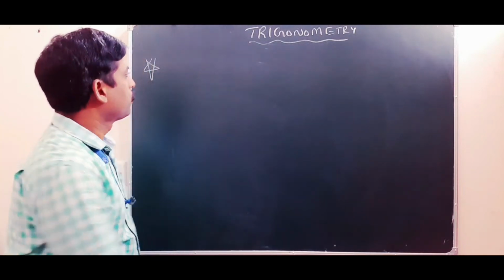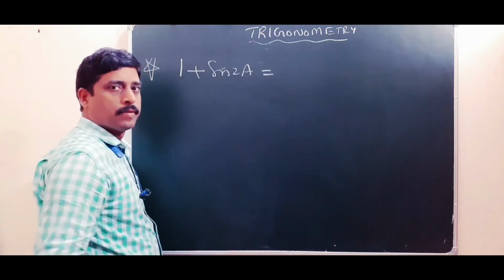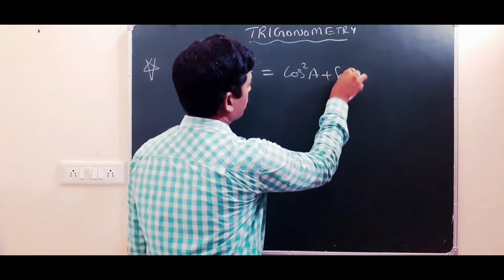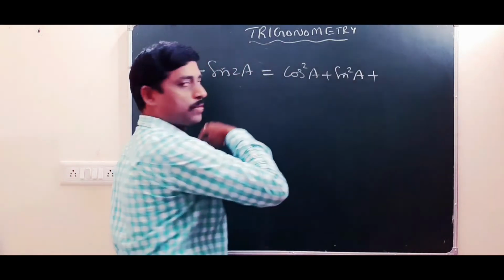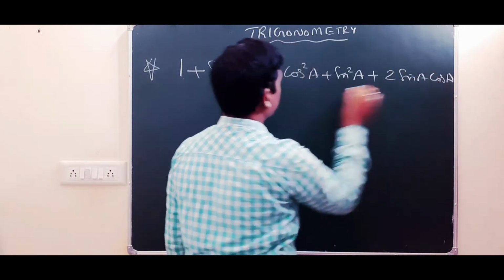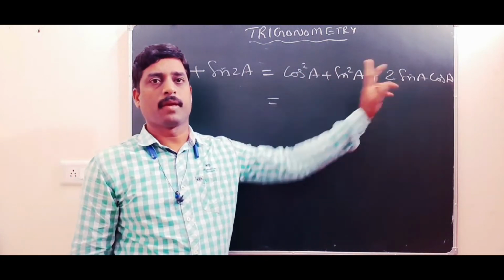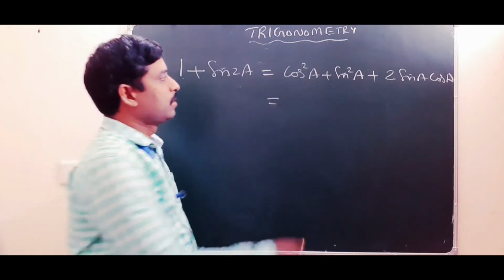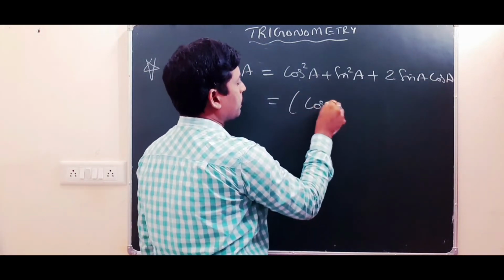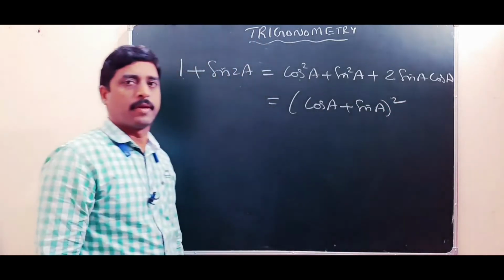Okay, now explain the 1 plus sin 2a formula. This can be written as cos square a plus sin square a plus, for sin 2a, we have the formula 2 sin a cos a. This is in the form of a square plus b square plus 2ab, which is a plus b whole square. So cos square a plus sin square a plus 2 sin a cos a is in the form (a + b) whole square, that is, (cos a + sin a) whole square.